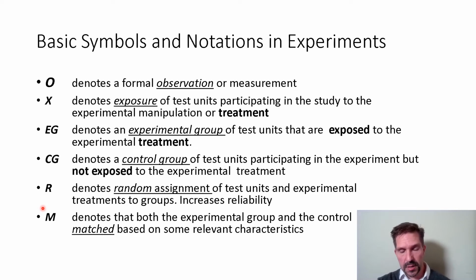And then finally M, which stands for matching. That essentially means when we select some characteristic of the respondent, and based on that characteristic, we make sure that the groups have similar levels of that match variable. For example, we could match groups by age to make sure that age on average is about the same across groups. Or you can do the same thing with gender, and you make sure that the percentage of males to females is the same across groups.